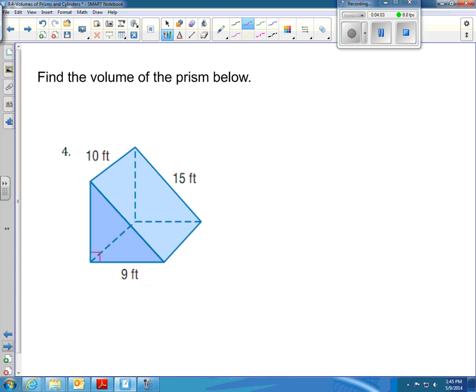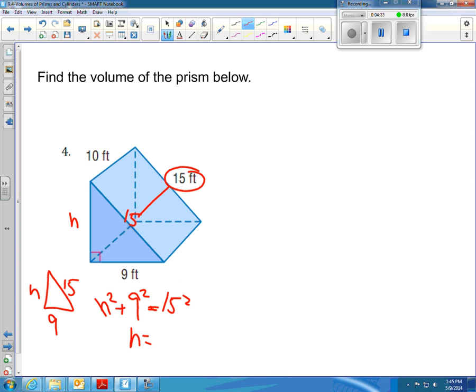Let's go ahead and look at number 4. Number 4 says find the volume of the prism below. And notice here we don't have the height of our base, but we do have our hypotenuse. So we can go ahead and do the Pythagorean theorem. So h squared plus 9 squared equals 15 squared.